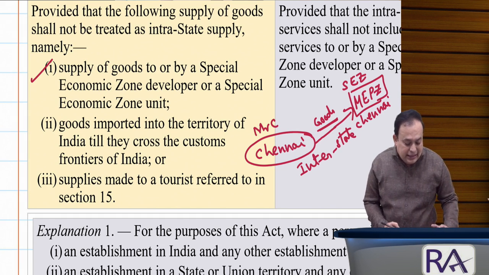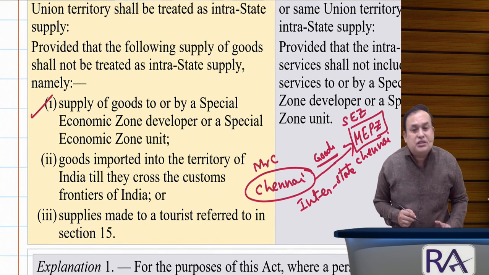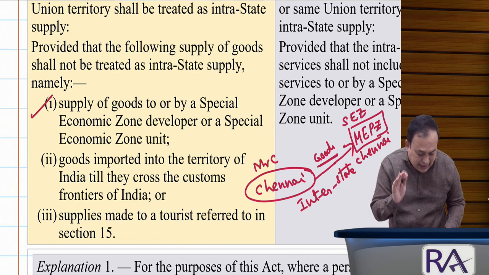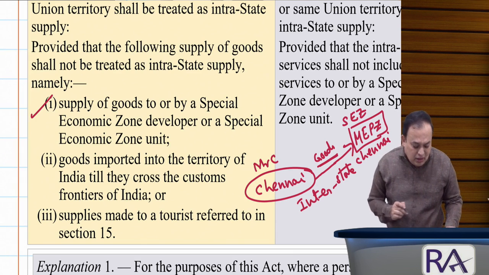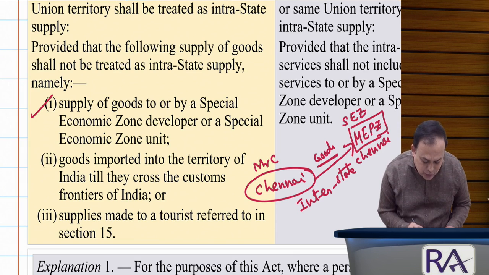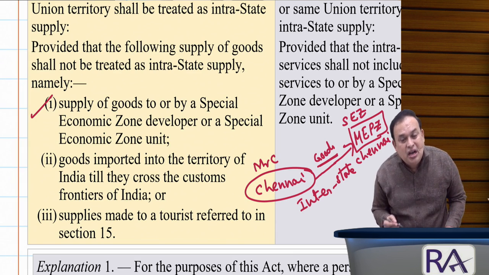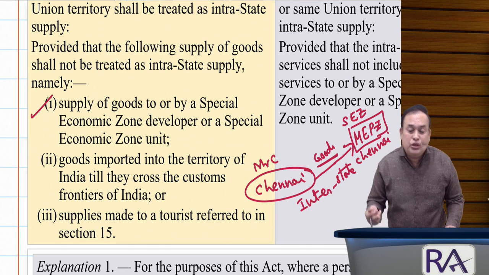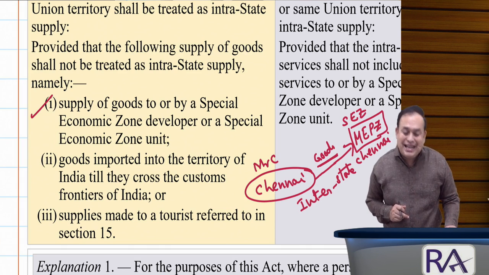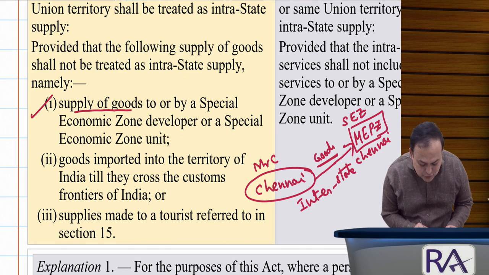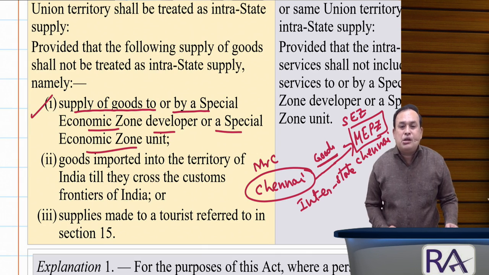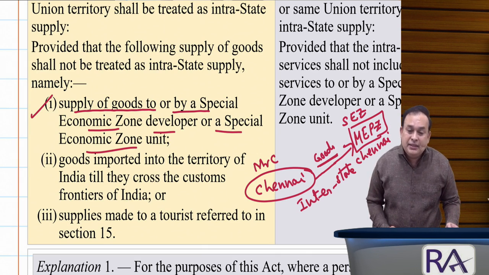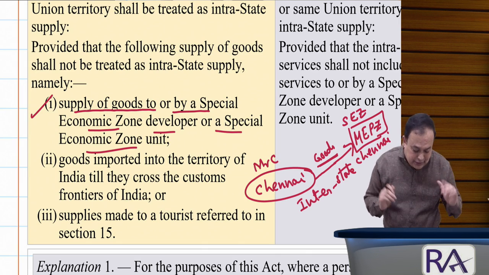So, Section 8 subsection 1 does not apply if the goods are supplied to a special economic zone or by a special economic zone to a non-special economic zone, as the case may be. Supply of goods to or by a special economic zone developer or special economic zone unit is not an intrastate supply, though the supplier and the recipient may be in the same state.